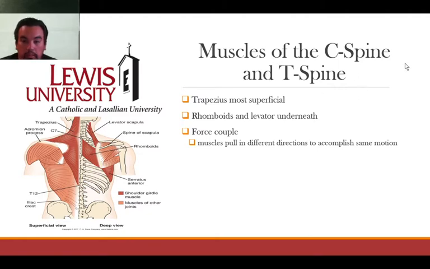So as we look at the muscles that connect to the C-spine and T-spine, you can see that the spinous processes and the spine are very important in the stabilization of the scapula and just the posterior chain of the shoulder as well. The trapezius muscles are most superficial and easiest to palpate. Rhomboids and levator underneath it are easy to palpate. And we have that force couple, again, just a reminder.